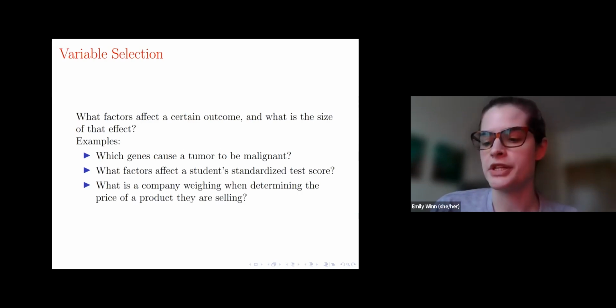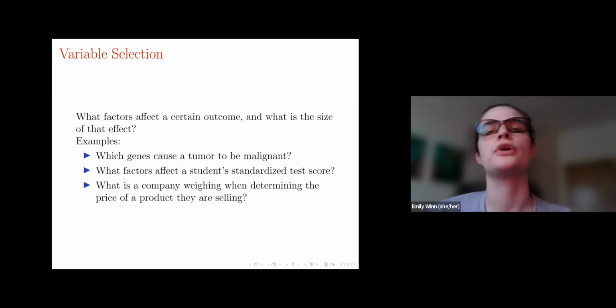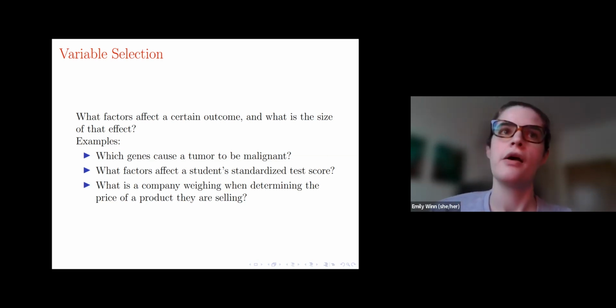So variable selection is a problem that applies to pretty much any type of data science or information collection that we have. For example, we look at what factors affect a certain outcome and what is the size of that effect. And this can be asked in so many different ways for so many different fields. For example, what genes cause a tumor to be malignant, or what factors affect a student's standardized test score, or what is a company weighing when determining the price of a product. And so we want to be able to find ways to predict that outcome accurately, but we also want to be able to have transparency in how we make that prediction.